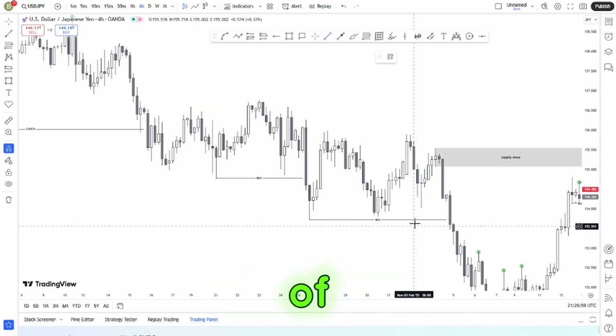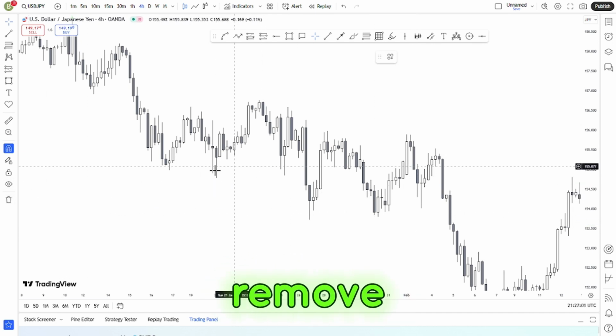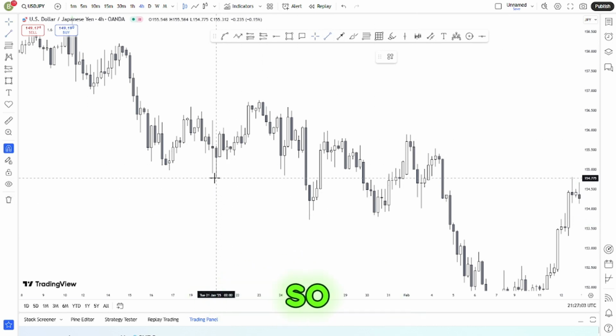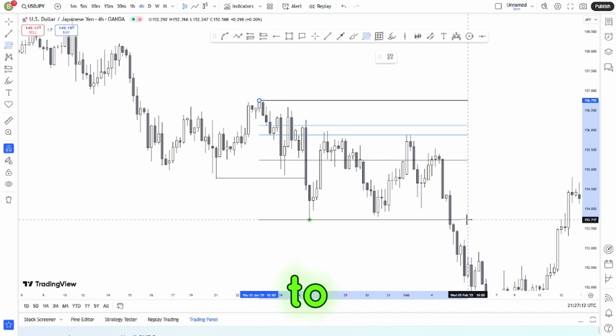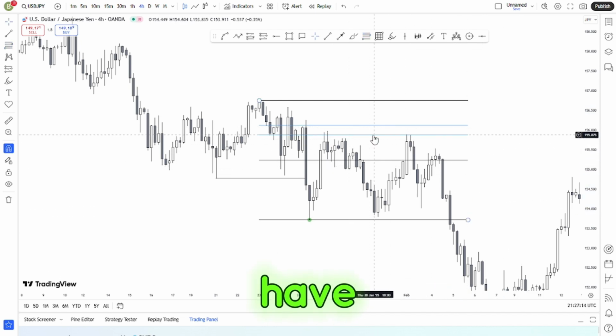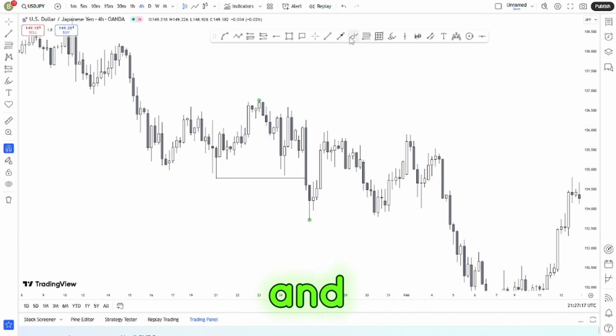Then after having the break of structure, let me just remove everything so that you don't get confused. So we have a break of structure here. We know that this is our high and this is our lowest point right there. So we can use the fib tool from the high to the low, just like this. Then we have an area of interest, and that area of interest is this one here, just like that.